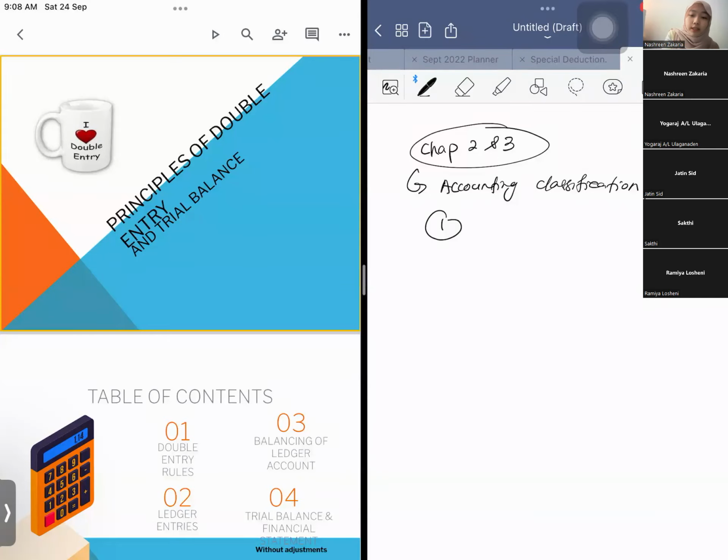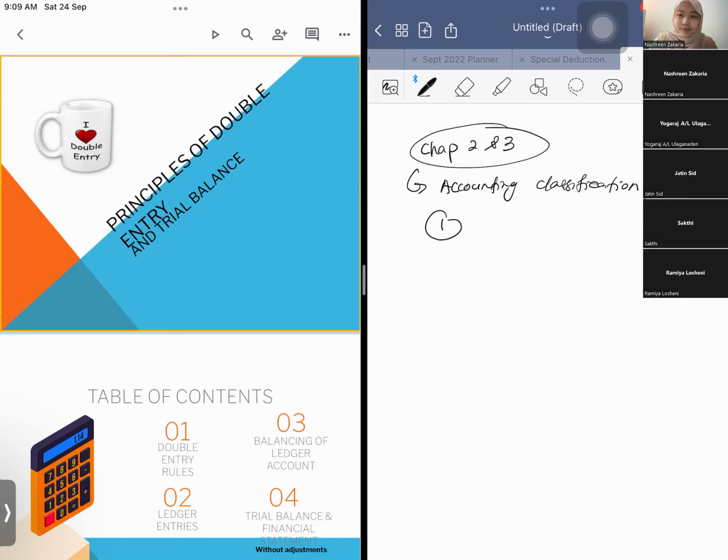You can give me the answer in the chat box, or you can open up your mic and answer it. What is the accounting element? The first accounting element. Okay, Ramia, can you tell me what is the first accounting element? Hi, Miss. Good morning. Okay, morning. Element means, for example, I'm confused which element to tell. The 5 elements that we learned last class.